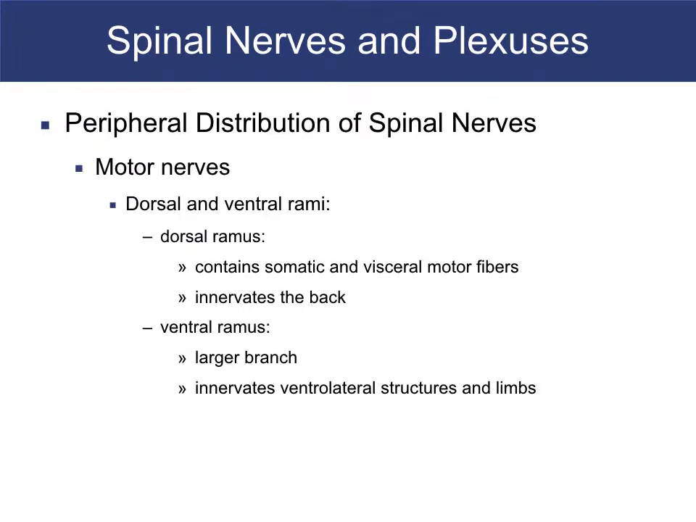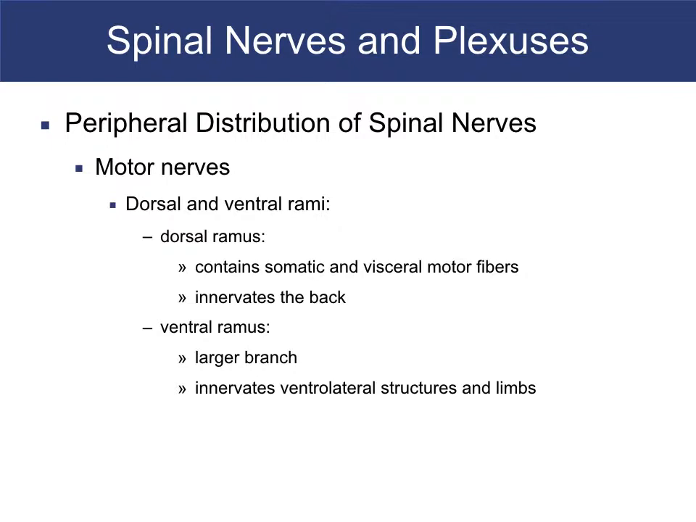Okay, when these nerves come out, they split into a dorsal and ventral ramus. Now what that means is the dorsal ramus of each of these nerves goes to supply the middle of your back. So if I was a skunk and had a white stripe down my back, that's about the whole area that is served by the dorsal ramus. It just innervates the back.